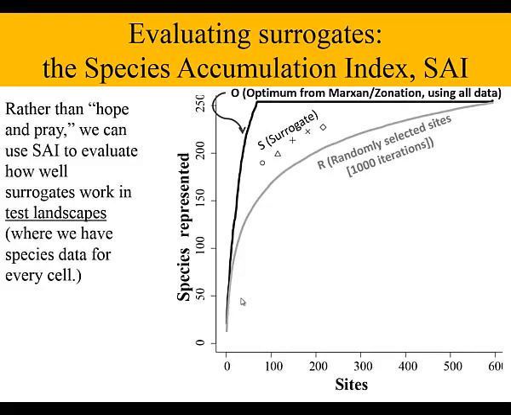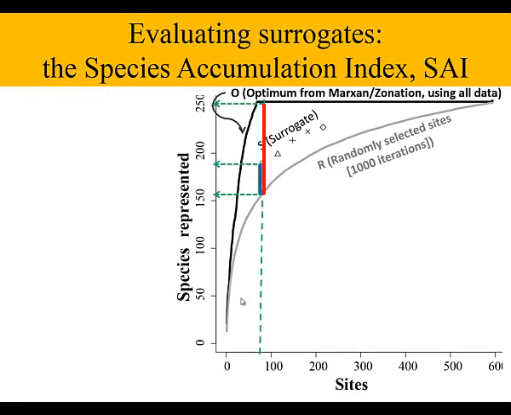So what I'm out to do with SAI is quantify how much improvement the surrogate gives me over random compared to having perfect knowledge. If I have perfect knowledge, I'm on that upper curve. And so all SAI is, is this blue line, the length of that compared to this red line. So the blue line is how much the surrogate improves over random.